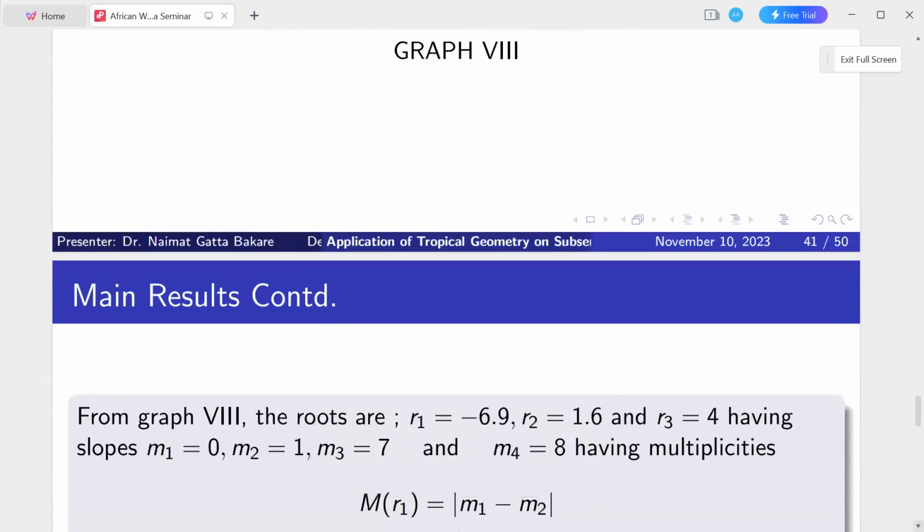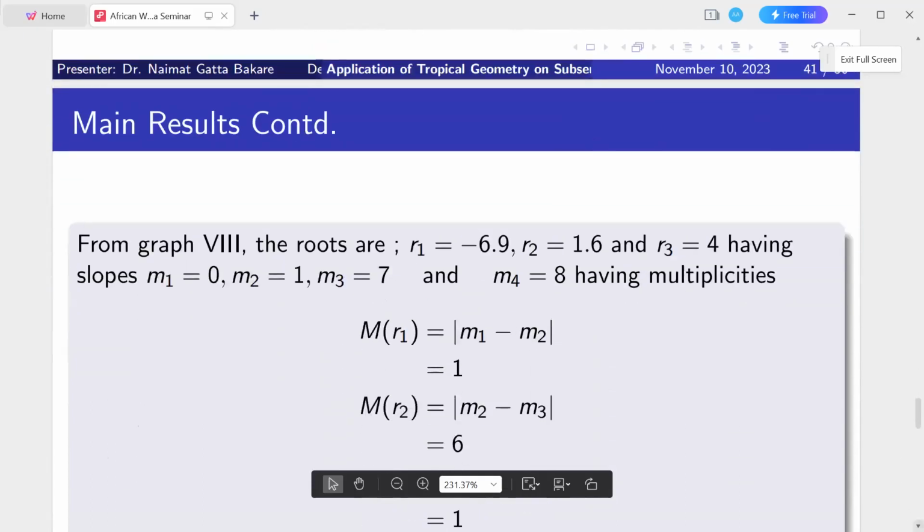Look at this one. In the previous one, we have our R1 to the minus 2. In this case, we have our R1 to the minus 6.3, our R2 to the 1.6. You can see that they are different roots, different from the previous one we did. And we have the slope as equally different.